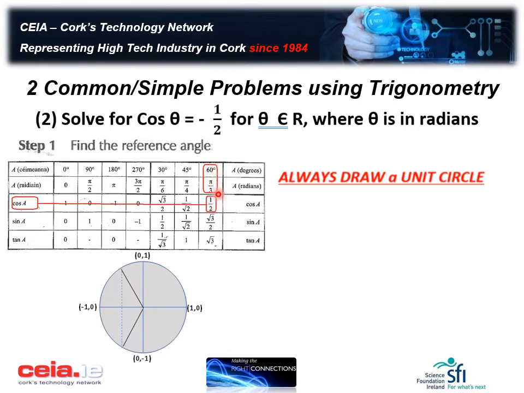So that gives us an angle of pi over 3 radians, or 60 degrees, which would be this kind of angle here on our unit circle. But we weren't asked for cosine theta equals plus a half. We were asked for cosine theta equals minus a half. So cosine is along the horizontal axis, so we look for angles where cosine theta equals minus a half. That would be around here, and that gives us an angle here and here.